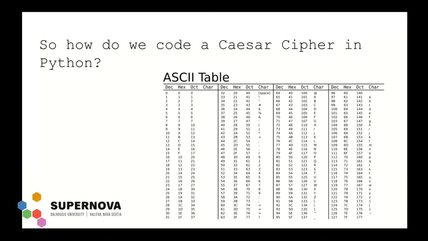But all you need to know really is that A to Z in capital are represented by the numbers 65 to 90. And A to Z in lowercase are represented by the numbers 97 to 122. And I will show you in the code where we use that.